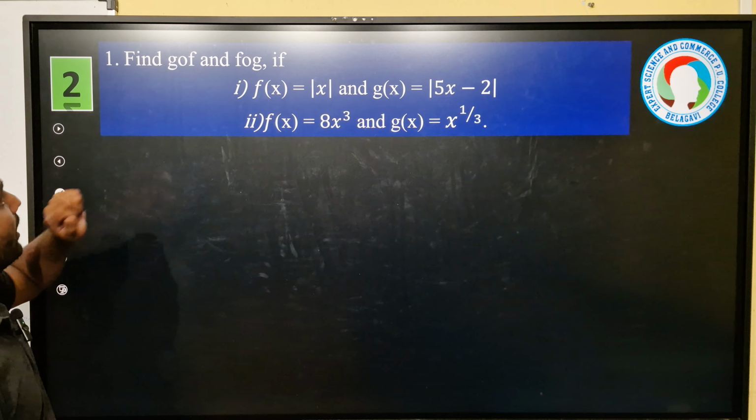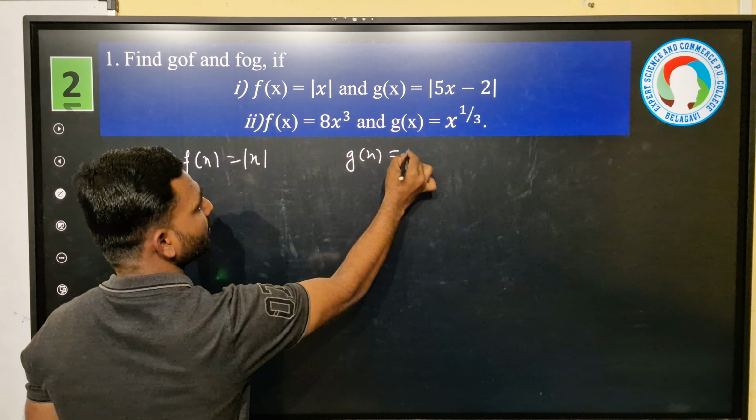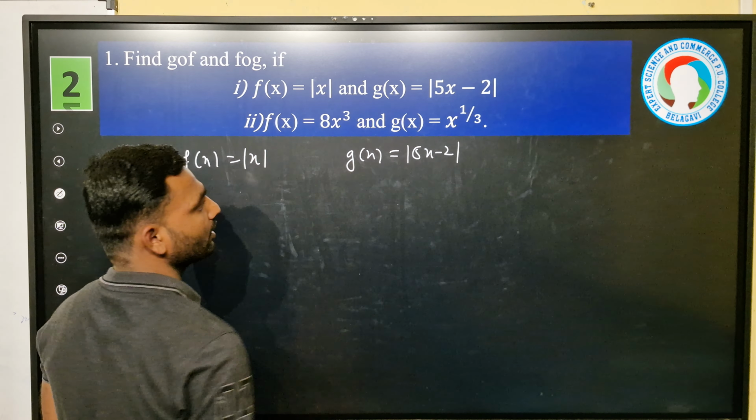So what is the function? Both are real functions, and g of x is modulus of 5x minus 2. You need to find f of g. Both are mappings from real to real only. So f of g of x is nothing but modulus of g of x. So modulus of g of x, what is the value of g of x?